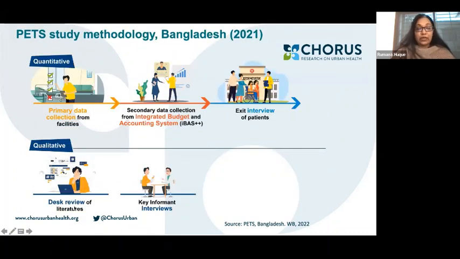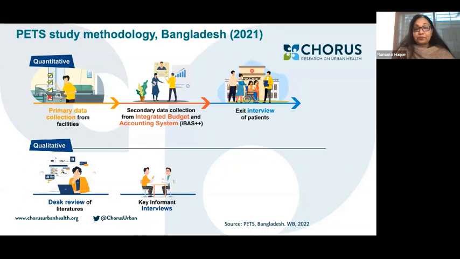So how did we actually carry out this tracking survey? There were quantitative and qualitative components. In the quantitative part, we collected primary data from facilities, and secondary data was collected from IBAS++. This is an integrated budget and accounting system managed by the Ministry of Finance. All the ministries send their budget and expenditure data to IBAS. So the Ministry of Health has their financing data, which they send to the Ministry of Finance periodically, and some in real time, and the Ministry of Finance then tallies and keeps the record.